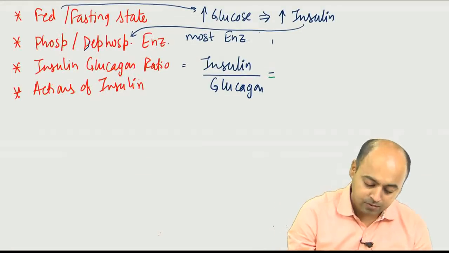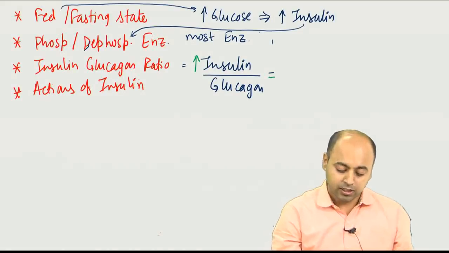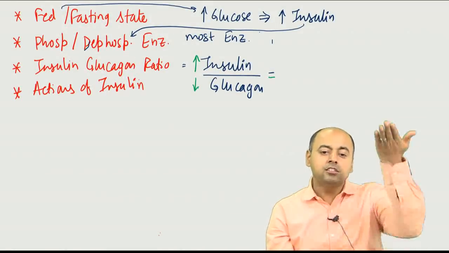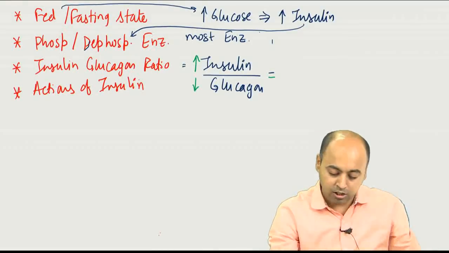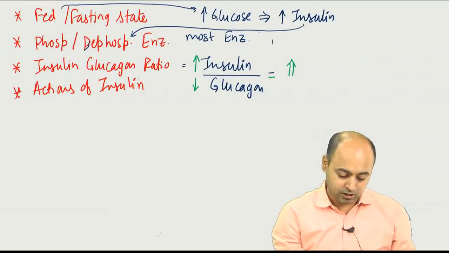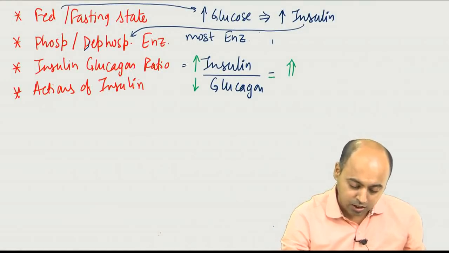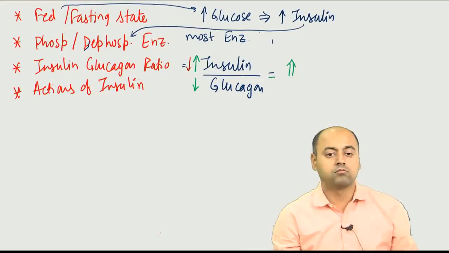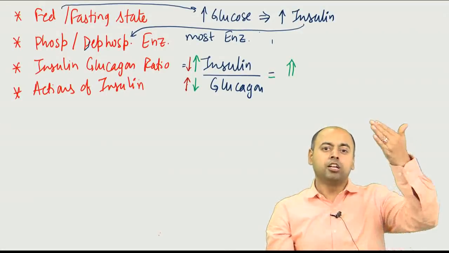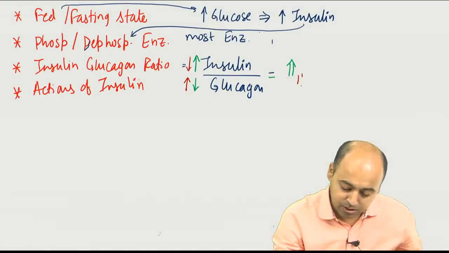Now let's say that insulin level increases, we are talking about the fed state. In that case, the glucagon will become less in amount. The numerator is increasing, the denominator is decreasing, the overall value increases. Contrarily, if insulin decreases, the glucagon will increase. Numerator is decreasing, the denominator is increasing, the overall value becomes less.